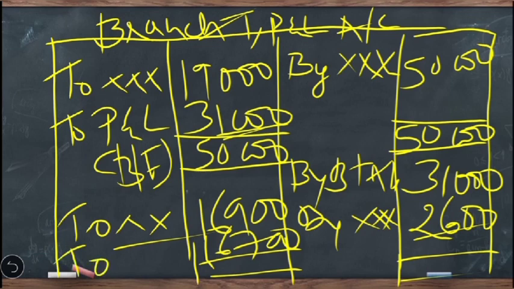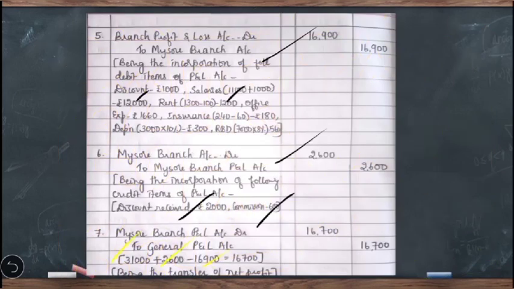So we have to write here to general profit and loss account. Ultimately the entry is going to be branch profit and loss account debit to general profit and loss account. The same entry is written here, Mysore branch profit and loss account debit to general profit and loss account. So the amount of net profit transferred to the general profit and loss account is 16,007.